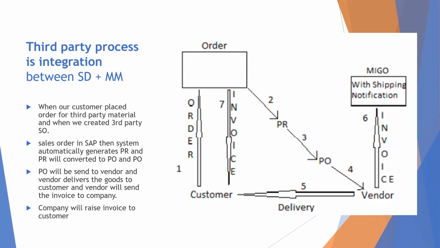If you look at this flow, the customer creates the sale order. If the company does not have stock, the sale order will have the PR. So the company will create the PR, that is the purchase requisition. This purchase requisition will be converted to a PO, purchase order, and the purchase order will be sent to the vendor. After that the vendor will raise the invoice, then MIGO will take place. Then the vendor will directly deliver the stock to the customer. So this is all about the third party process. I'll show you how this process actually happens in SAP.